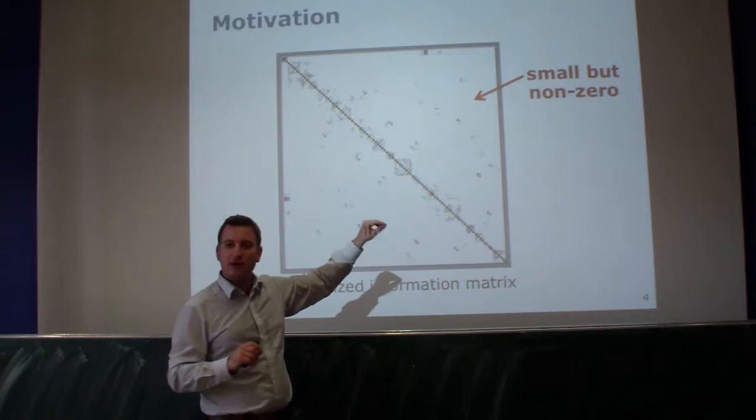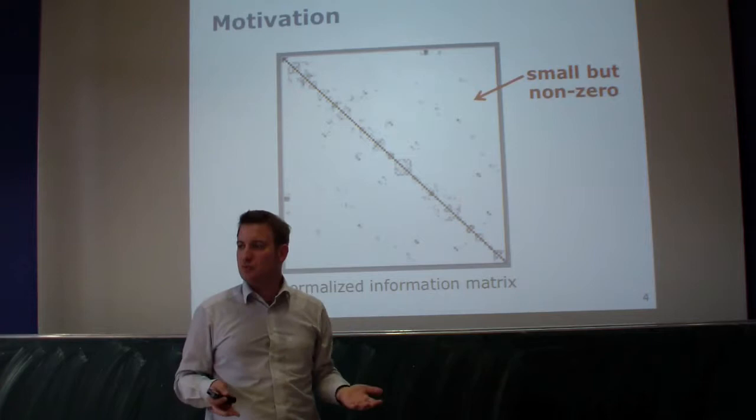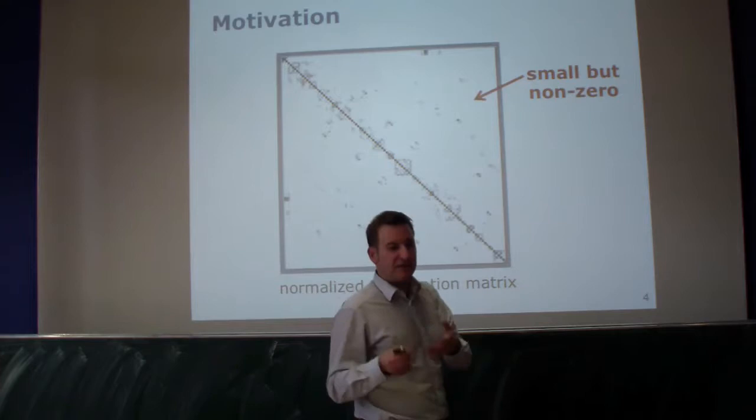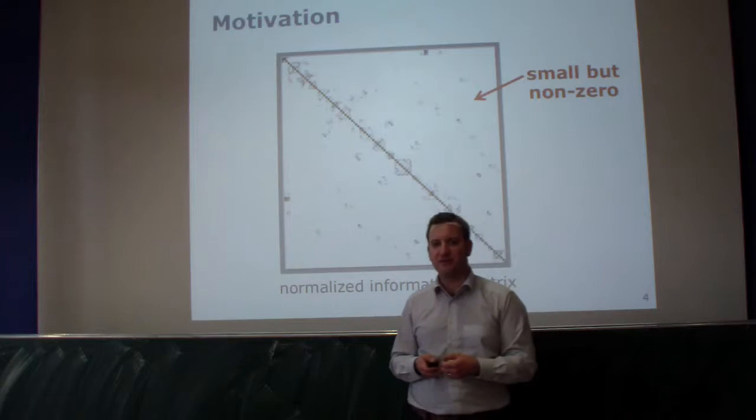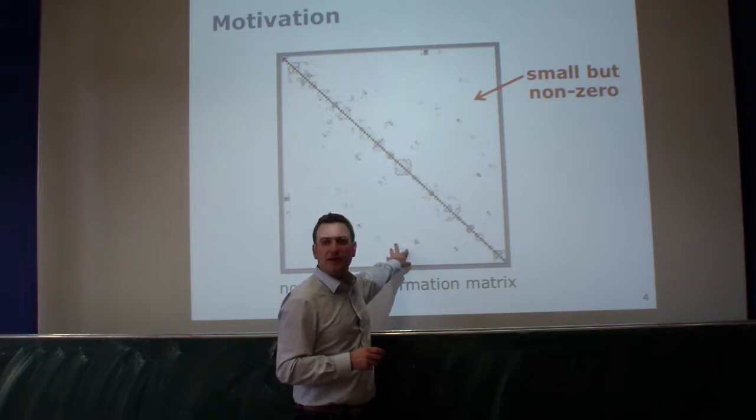And if this is the case, certain operations can be done much more efficiently. Like inverting a sparse matrix is much more efficient than other operations. And this is the key spirit which is exploited in this sparse extended information filter. That's where the word sparse comes from, because we want to maintain this matrix here as a sparse matrix.